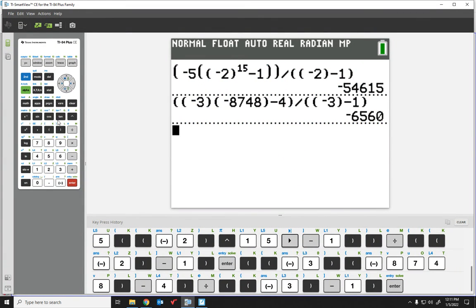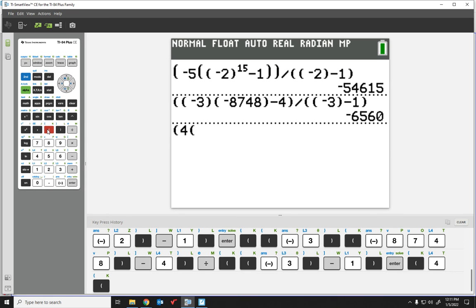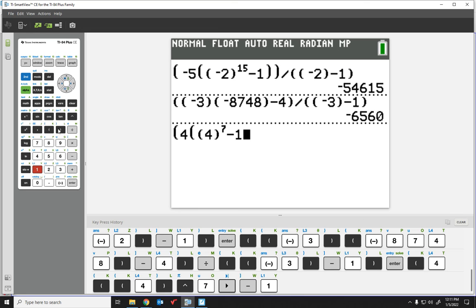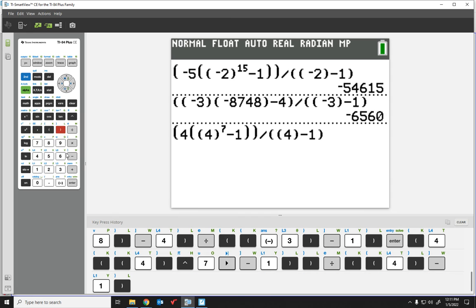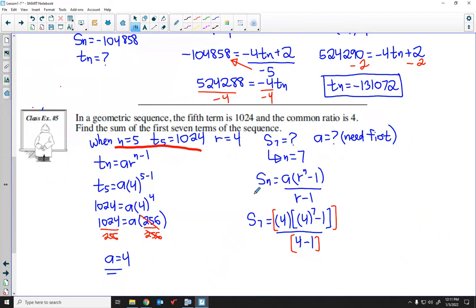So this would be, okay, open bracket for the numerator. Then I would have 4. And then open bracket for the r to the n minus 1 term. So we'd have 4 to the power of 7. And then we're going to subtract 1, close that bracket off, close it off again. Okay, so the numerator is dealt with, and then divide by the denominator, which would just be 4 minus 1, close the bracket off for the denominator, and then I get 21,844.